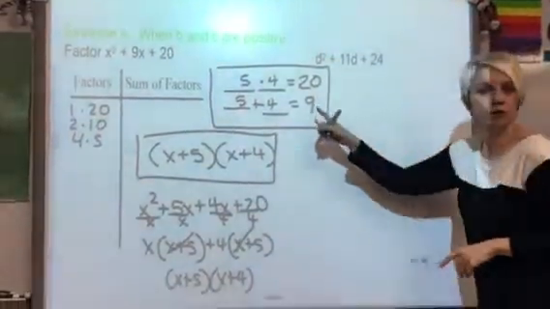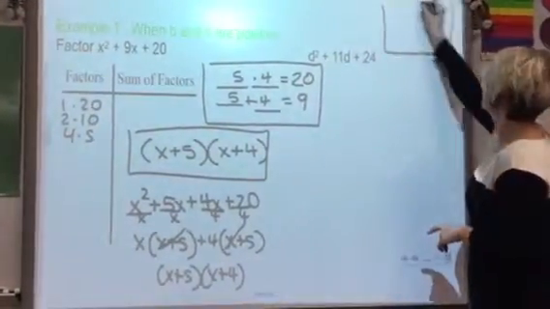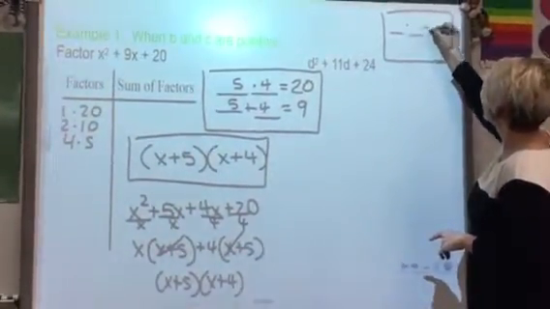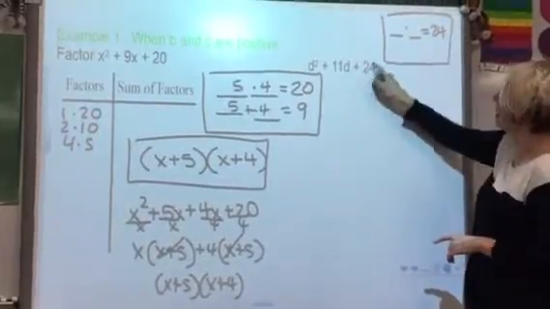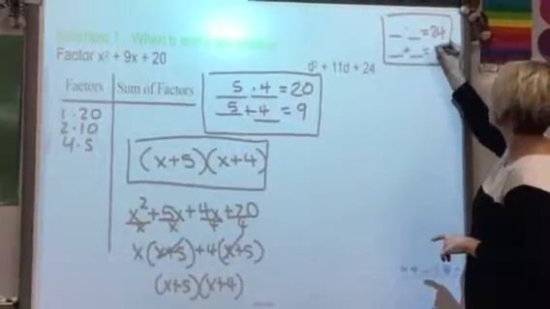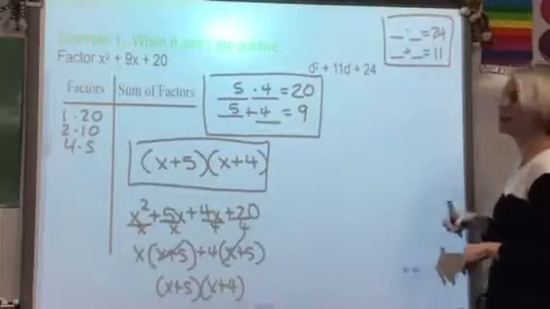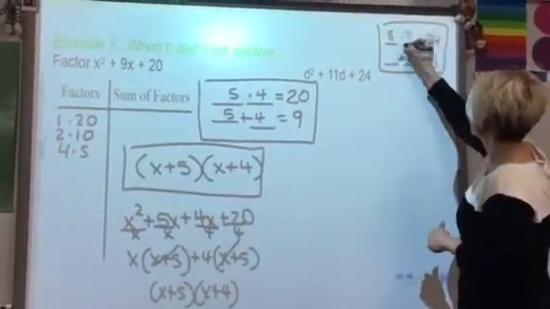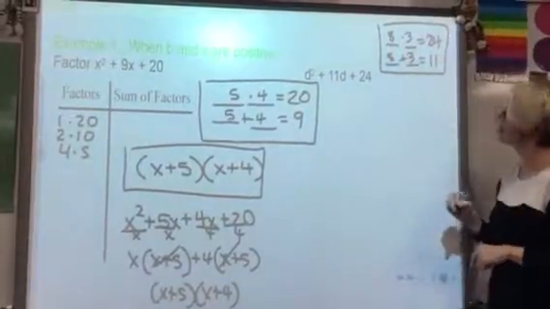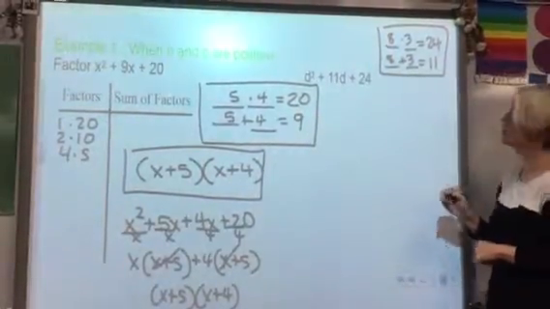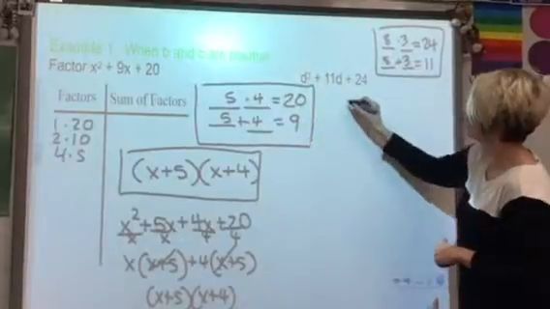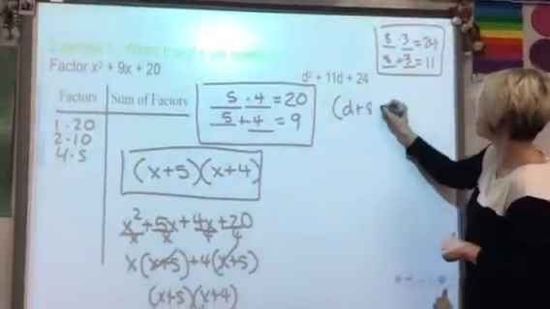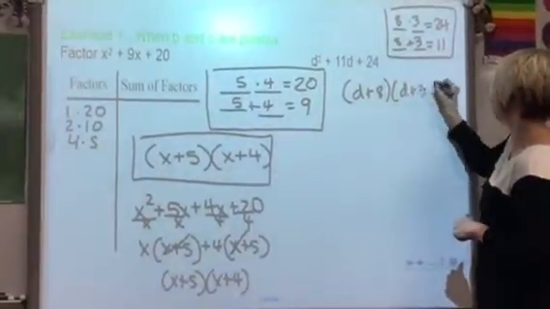Let's try another example of using the shortcut. Here's my shortcut, ready? I'm going to look for a product of 24, the product of the last term, that gets you a sum of the middle, sum of 11. So use some guess and check here. It is 8 and 3, right guys? 8 plus 3 is 11, and 8 times 3 is 24. So you look at your letter, this is going to be d plus 8, d plus 3.